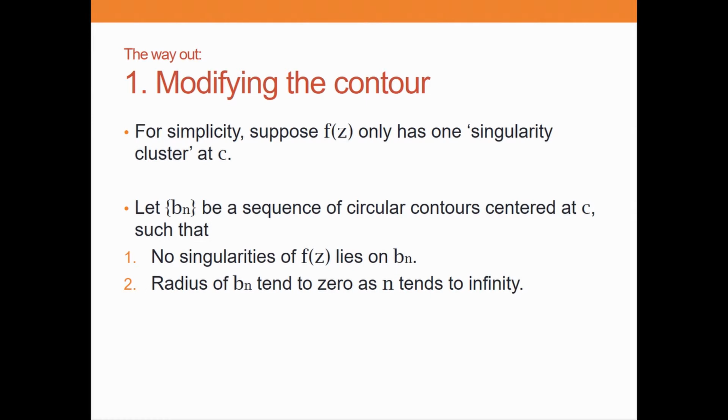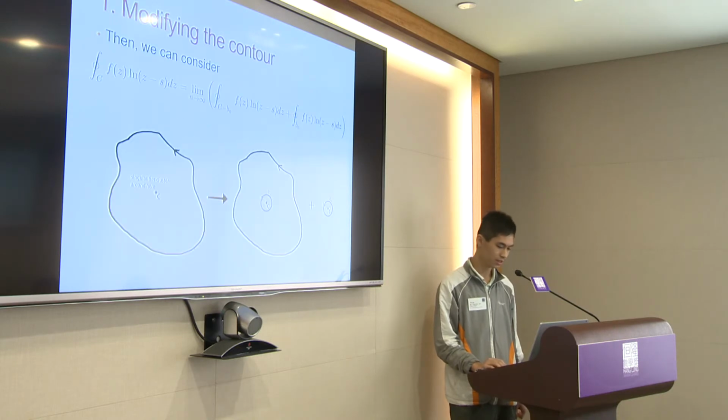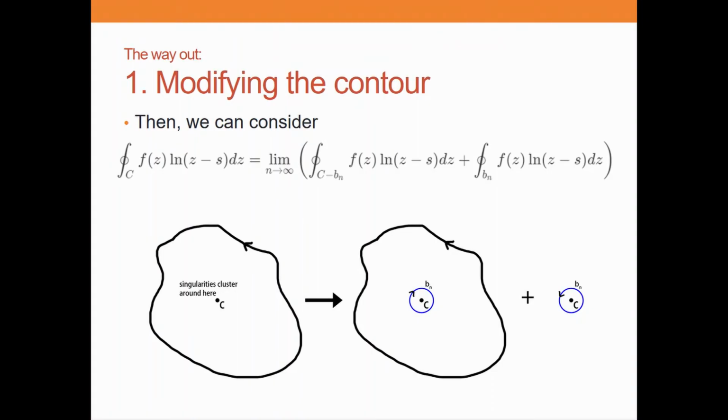Firstly, we modify the contour. Suppose F(z) only has one singularity cluster at c, and let B_n be a sequence of circular contours centered at c such that the B_n avoid all the singularities of F, and shrink to 0 as n tends to infinity. So we would like to modify the contour like this. We will subtract a B_n here and add a B_n after that, and also take the limit as n goes to infinity. And in essence, we are doing this modification on the contour.